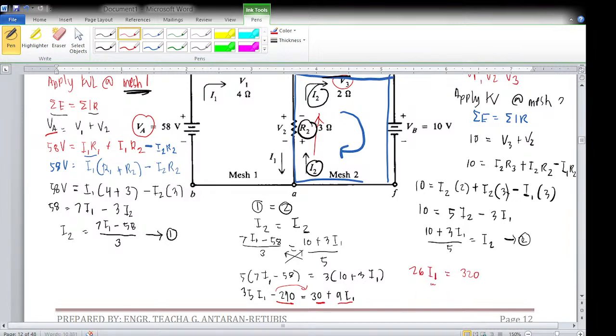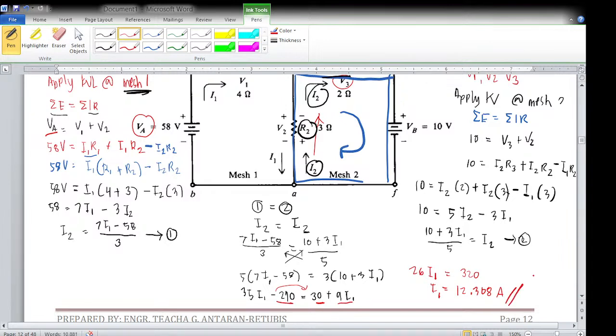Okay. So, how much is I sub 1? 320 over 26, 12.31, ma'am. 12.308, ma'am. Okay. Tama ba yung mga sinubstitute natin, class? Okay naman? Sige. Later, let us check kung tama. Okay, 12.308. So this is our I sub 1, by the way. This is already our unknown. So that's an answer.